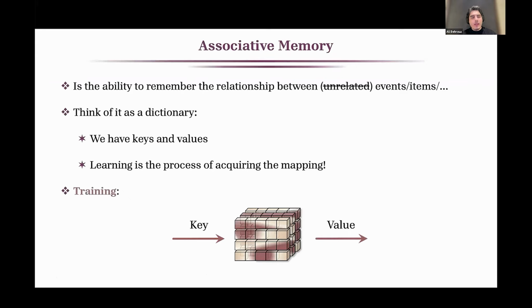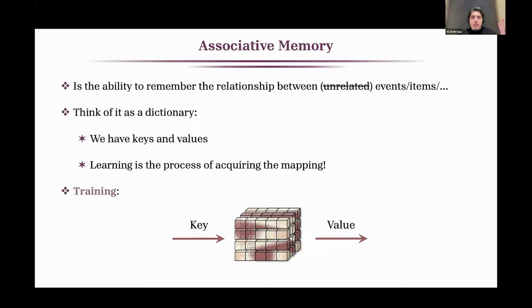A lot of the things that we are building on are based on the concept of associative memory. So what is associative memory? Associative memory is a fundamental concept even in human learning, and mainly refers to the ability to remember the relationship between relevant or irrelevant event items or anything. And from the technical point of view, we can look at associative memory and view it as a dictionary.